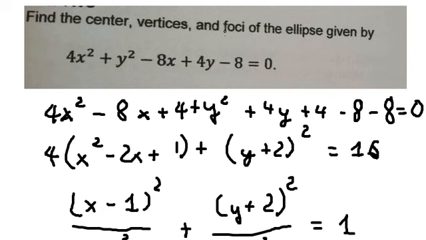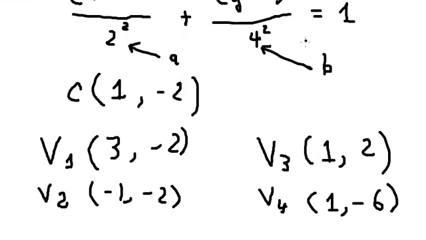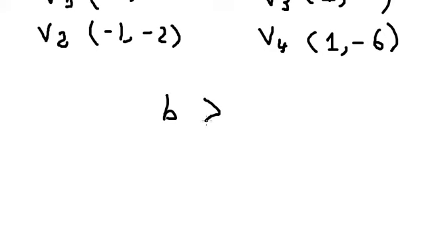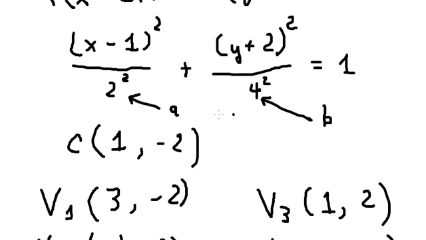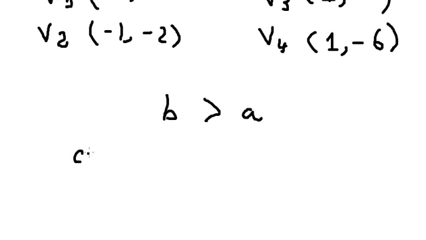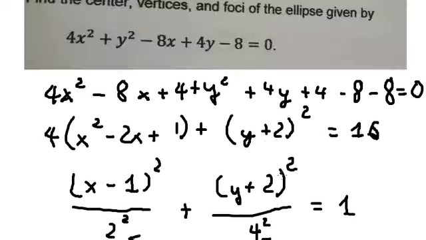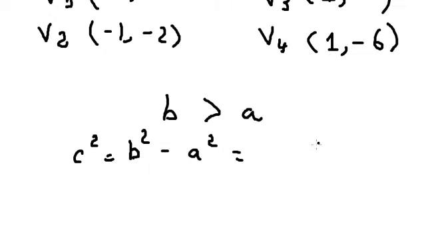Now let's go to find the foci. We see that B is bigger than A. So we know that if B is greater than A, the foci will be on the y-axis. So we can find C squared equal to B squared minus A squared. So that should be 4 squared minus 2 squared. And we get number 12.